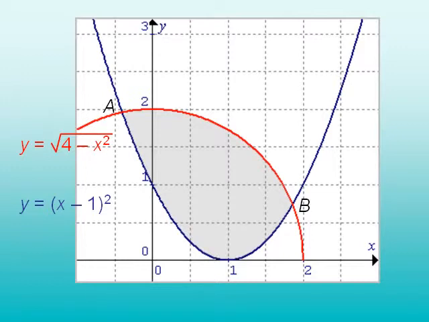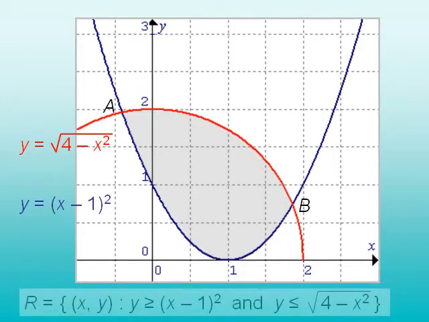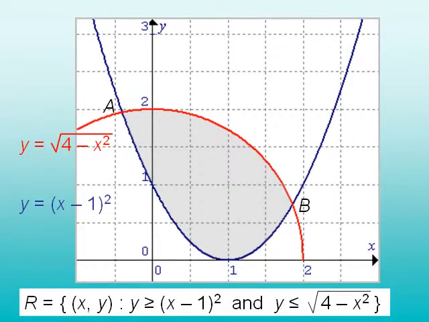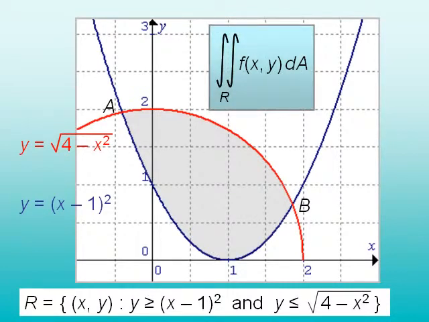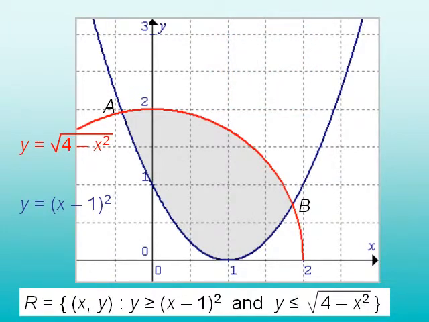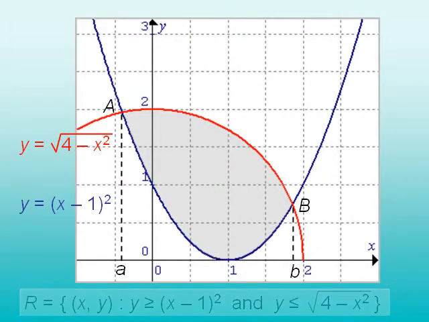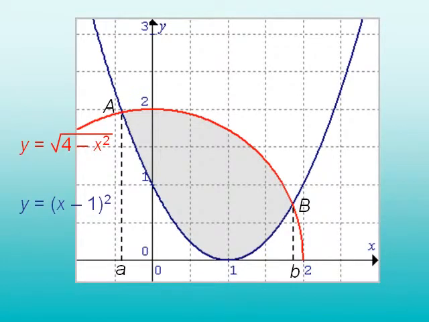This region can be described by the following set. And the integral can be represented this way. It would be easiest to set up the integral by choosing x first, so we would like to know the x-coordinates of points A and B. We can find those x-coordinates by solving the two equations for the two curves for the common x. And we have these values for A and B.